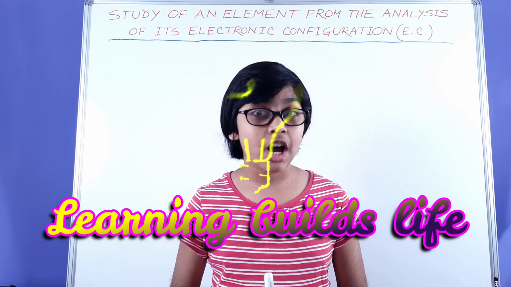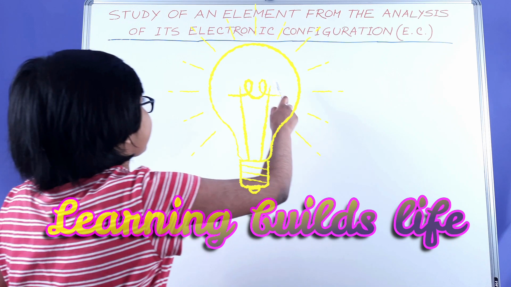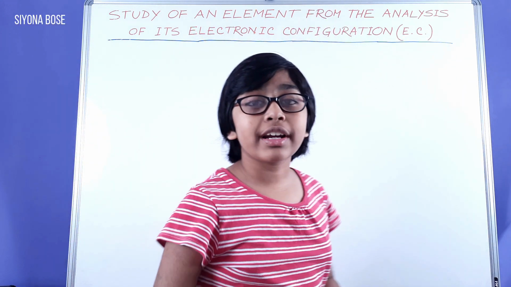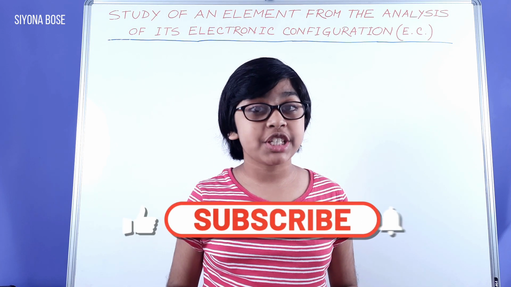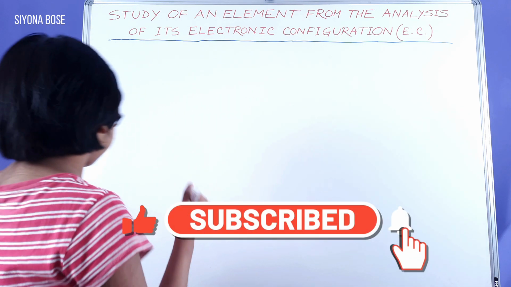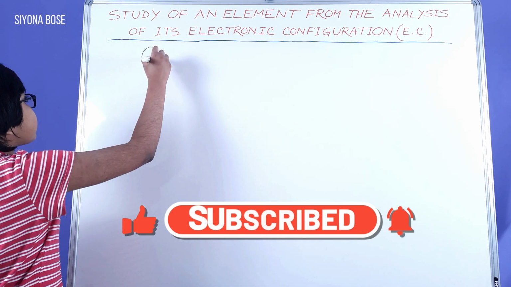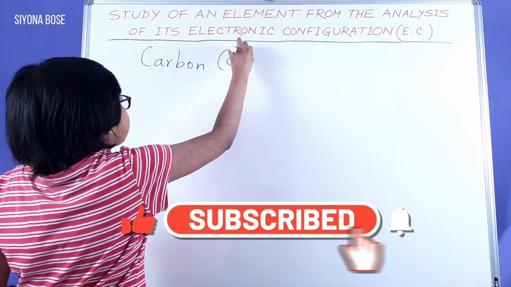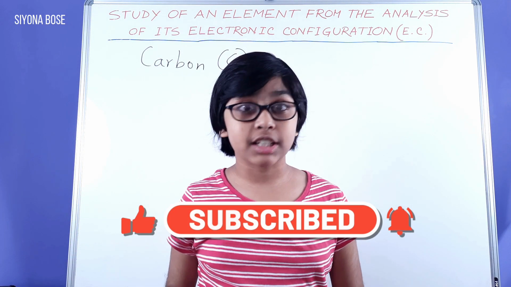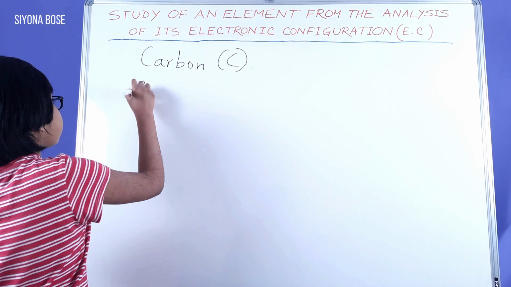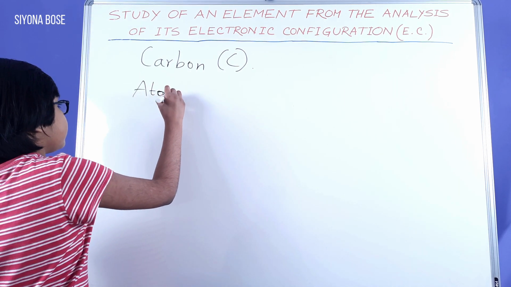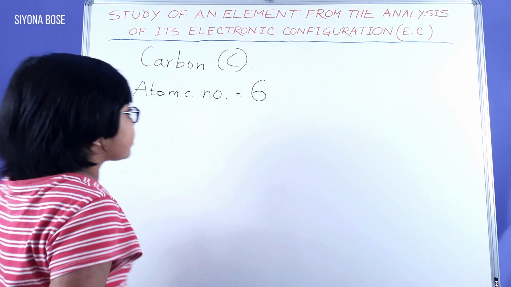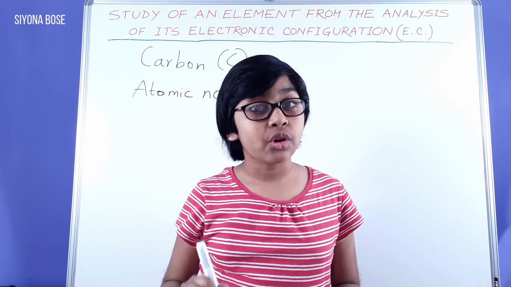Today, we are going to talk about the study of an element from the analysis of its electronic configuration, or EC. Today, I am only going to show carbon. Carbon, C. First, atomic number. Atomic number is 6.